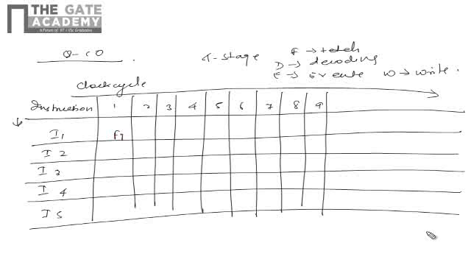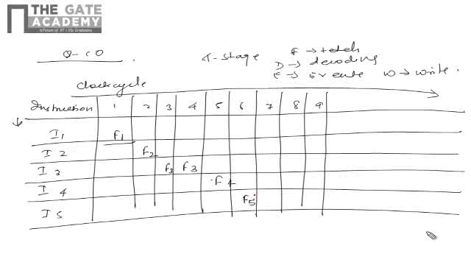Then for I2 also it is 1. Since the first cycle is already used for fetch by I1, it will come to the second cycle, F2. Similarly I3 will come like this, F3. Similarly I4 will fetch in cycle 4, and I5 will fetch in cycle 5.